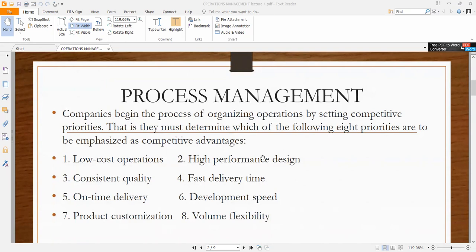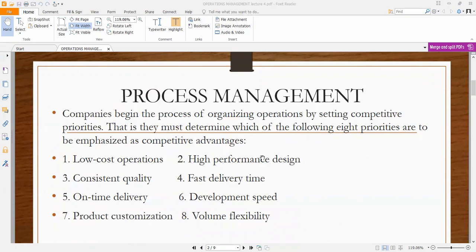One, you need to look at low cost operations. This is one of the very core purposes why business exists today, and why some businesses flourish and do well. Why? Because low cost operation means that you are able to manage even with little or limited income.